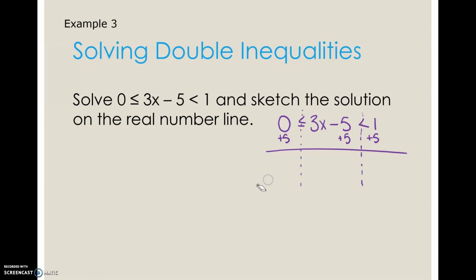So 5 is less than or equal to 3x is less than 6. Then to get x by itself, what do we need to do? Divide by 3. We have to divide everything by 3. Should I flip any signs? Why not? We divided by a positive number, so we're good. We have 5/3 is less than or equal to x is less than 2.